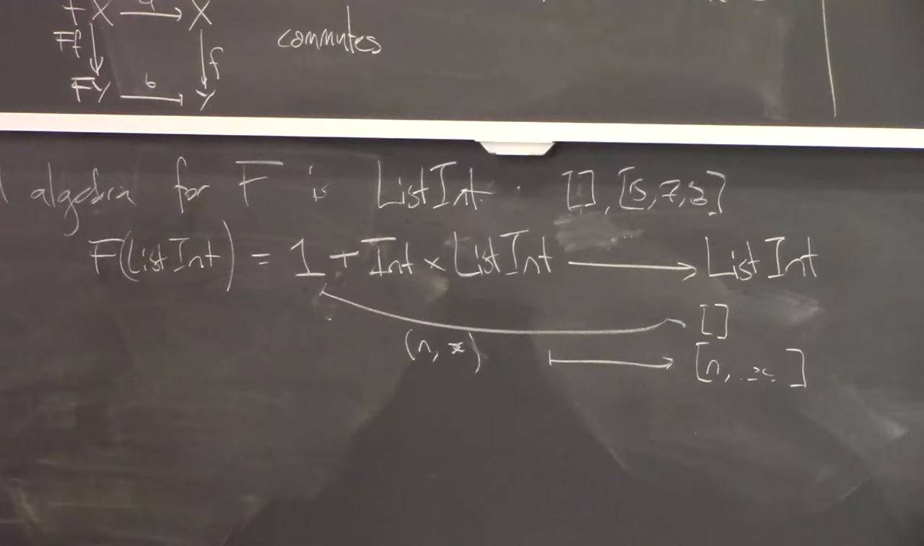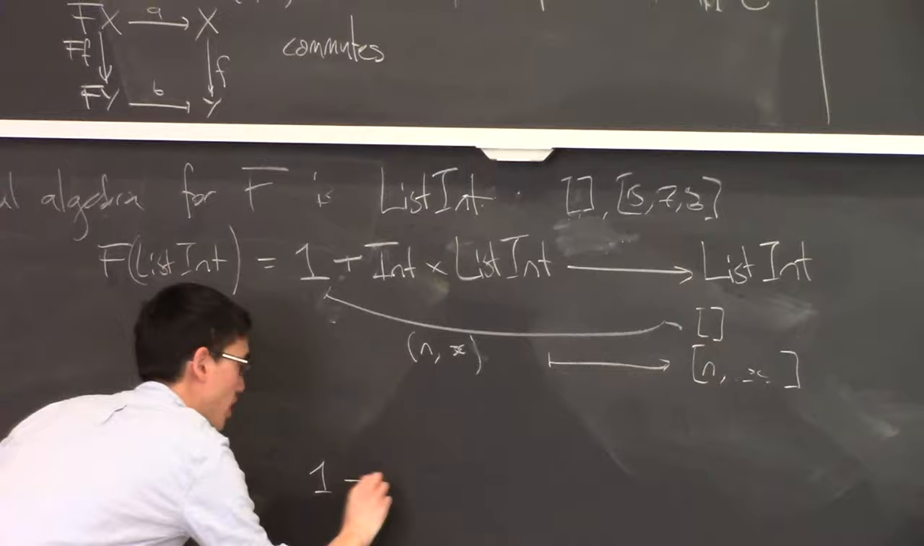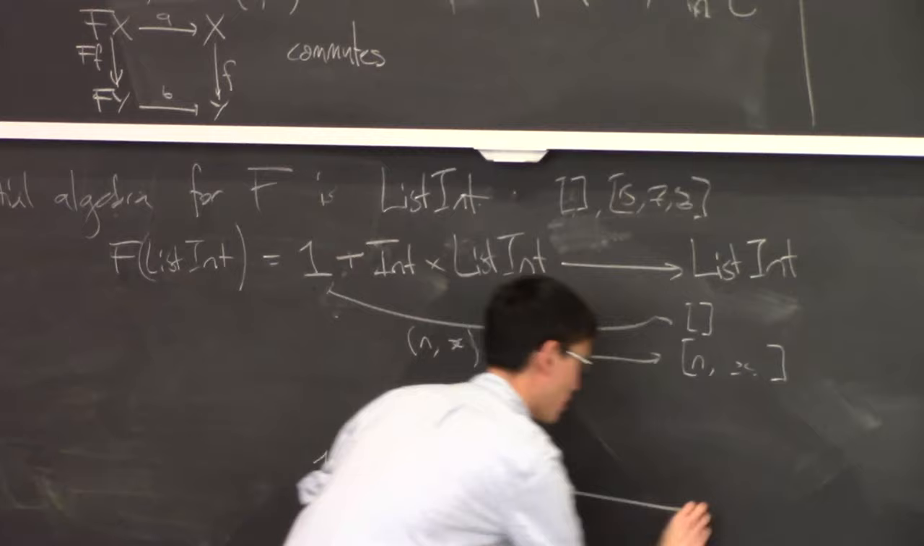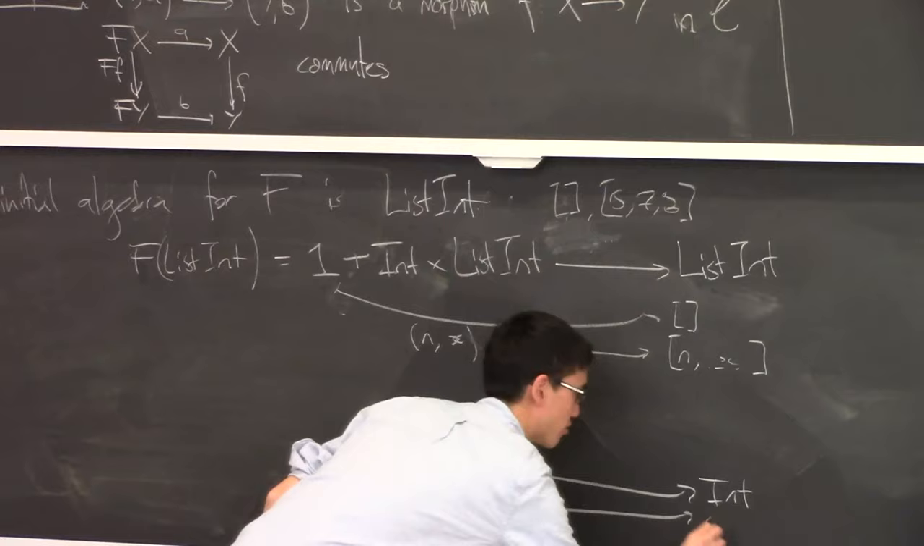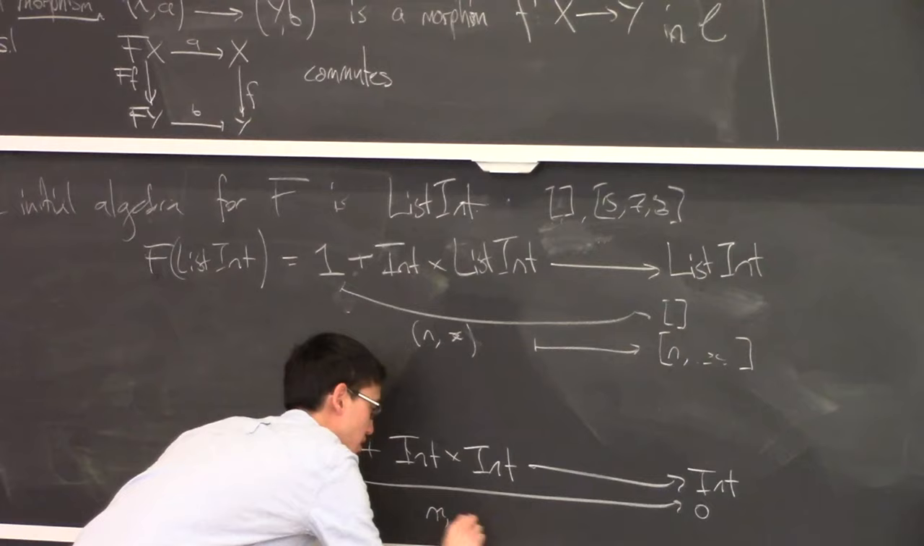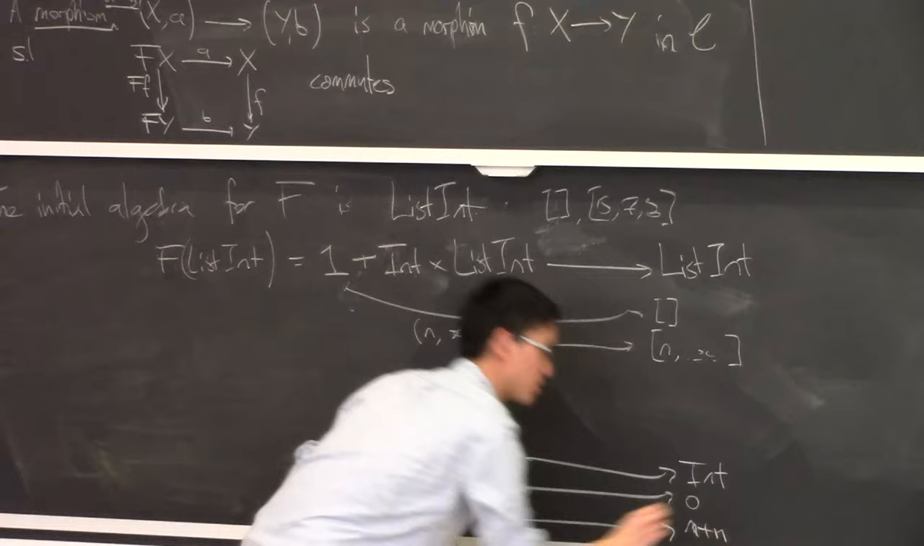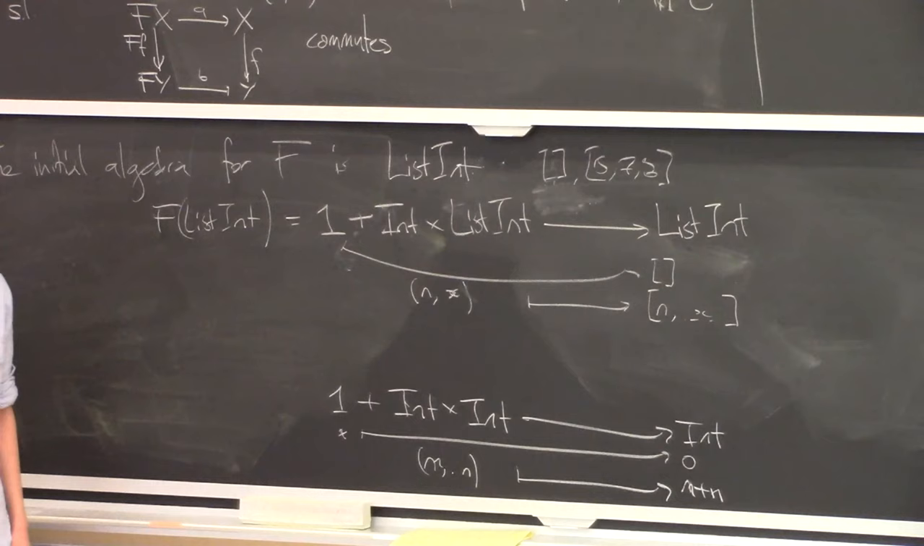Another algebra for this functor has the carrier as the integers themselves. So here we have F of int is just 1 plus int times int. And there's a map to int. What is this going to do? It's going to take the element here to 0, which is an integer, and it's going to take a pair of integers, m and n, to m plus n. So they're simple structures.